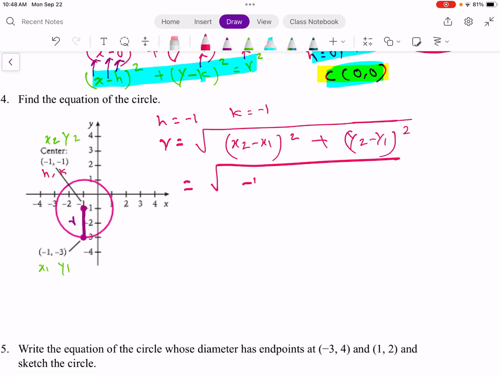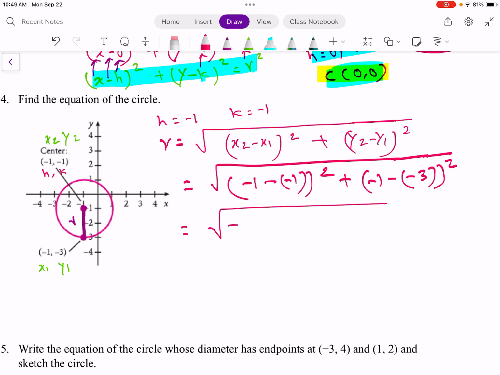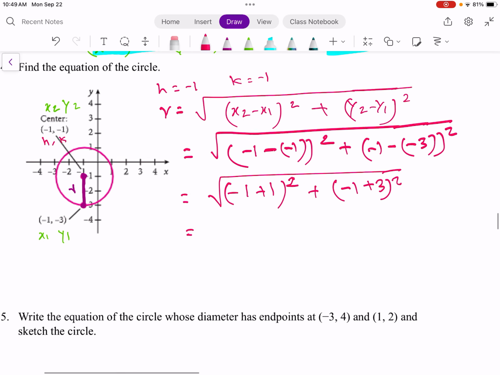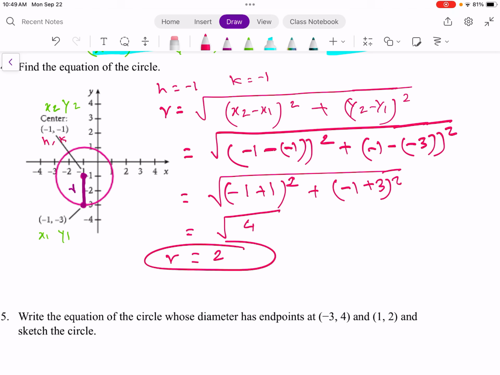Now you replace all this with these numbers. Our x₂ is −1 minus x₁, which is −1, squared, plus y₂, that is −1, minus y₁. y₁ is −3, squared. So this is −1 minus (−1), which is −1 plus 1, squared, plus −1 minus (−3), which is positive 3, squared. So −1 plus 1 is 0, and 0 squared is 0. −1 plus 3 is positive 2, and its square is 4, so r is 2. The radius is 2.